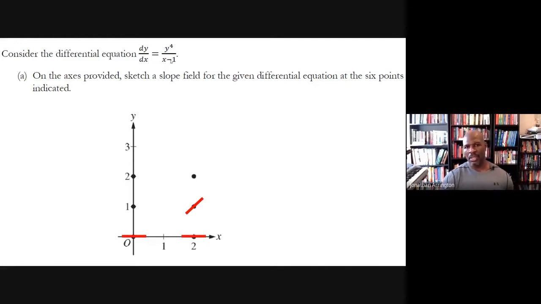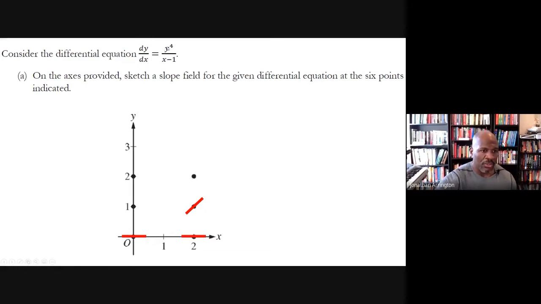Of course, the slope of 1 is about 45 degrees. You just need to make your slope look close to what the actual slope is. There's no need to panic and bring out a ruler and try to make it exactly a slope of 1. It just should be fairly obvious what the slope is. And next, let's look at the point 2, 2.